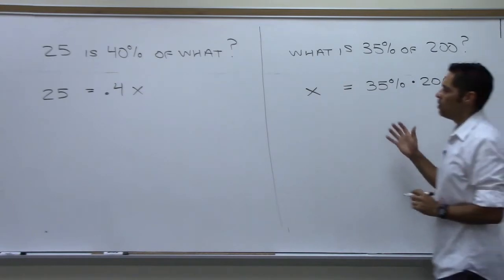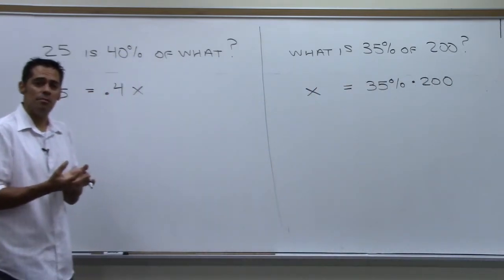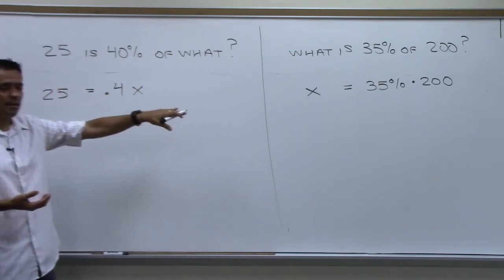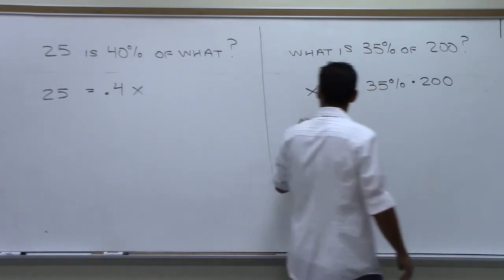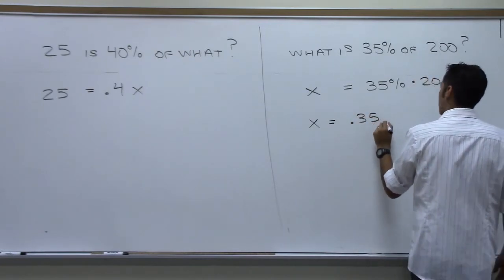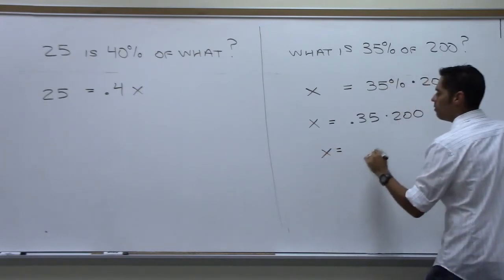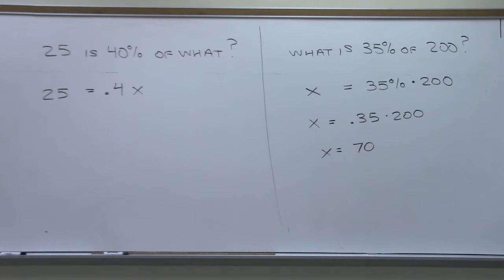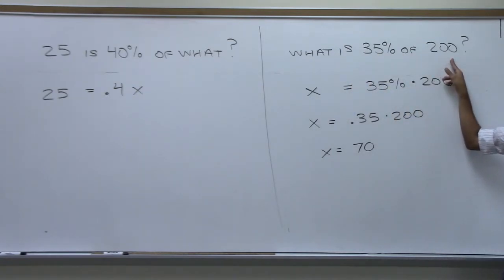Now, Bethany, when you're working with the equations with percents, you never want to have a percent in the problem. You always want to convert it to decimal. So how would you convert that 35% to a decimal? Good. Okay, so this is going to be 0.35 times 200. Someone just tell me what that is real quick. What is it? 70? So 70 is 35% of 200. That seems reasonable.